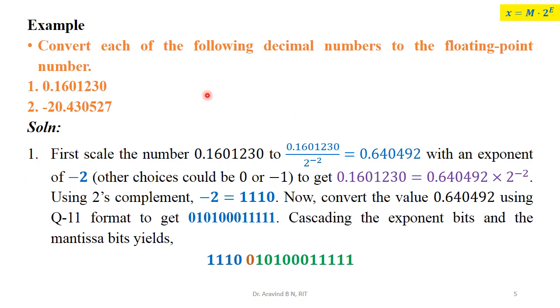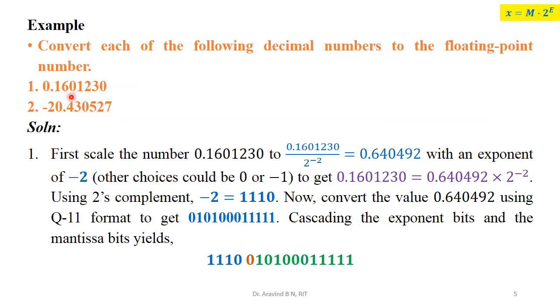So now let us go through a simple problem of converting a given decimal number into the floating point representation. Let us go through the problem statement. Convert each of the following decimal numbers to a floating point number. First one, 0.1601230, second one, -20.430527. Let us take one after the other.